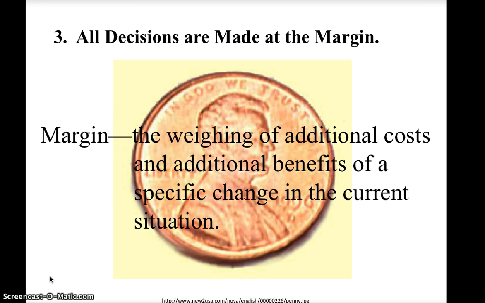The definition of margin is the weighing of additional costs and additional benefits of a specific change in the current situation. That is a great definition to write down. So with our example of the penny, what is happening? The specific change in the current situation is that you walked up and you saw a penny on the street. That is the change in the situation. But then what happens? Well, you weigh the benefits and costs of picking it up. So the benefits are pretty easy to understand in this example. The benefits are you gain a penny, you gain 1 cent.